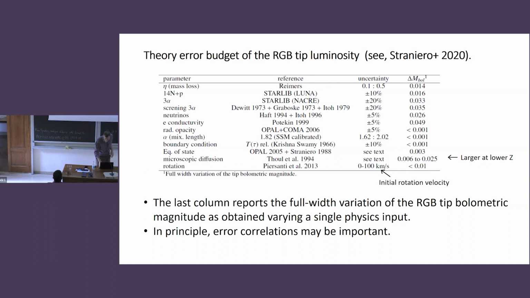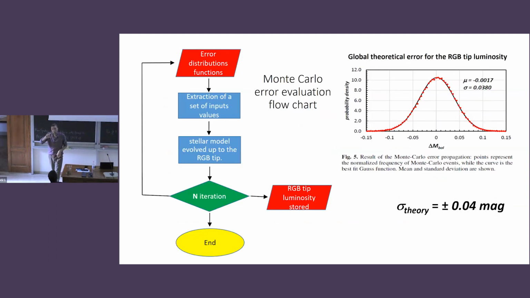These are changing one parameter at a time, but there could be correlations between them. So to evaluate correlations, we have this machinery, in which we randomly extract with Monte Carlo the values of these input parameters according to their error distribution functions. Then we calculate the models up to the RGB tip, store the RGB tip luminosity, and repeat this several times. Finally, we get these results: the deviation from the standard value of the magnitude of the tip. This is the theoretical error, the one sigma of this distribution function. So the answer is yes, we absolutely have to take this into account.